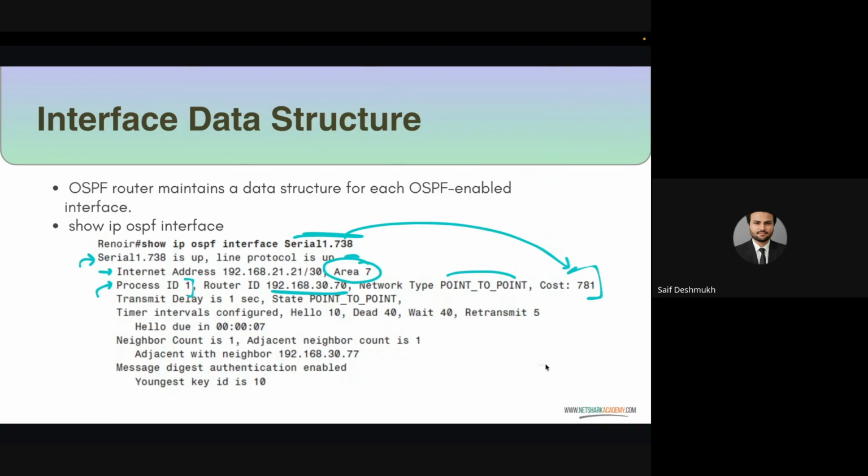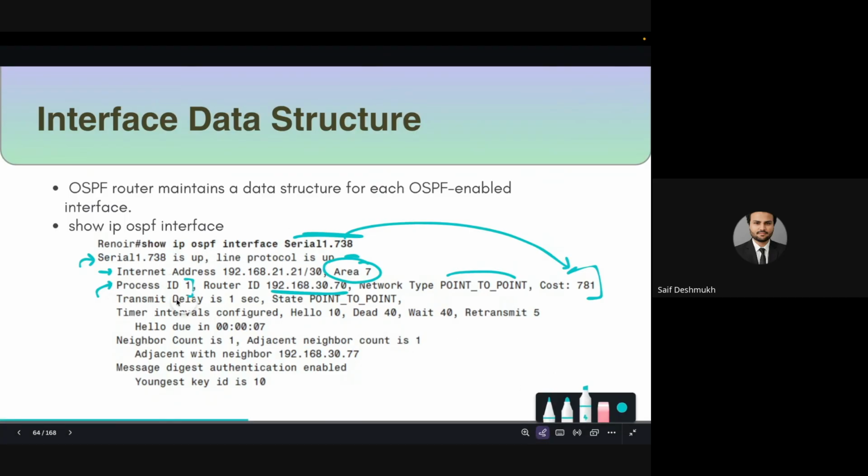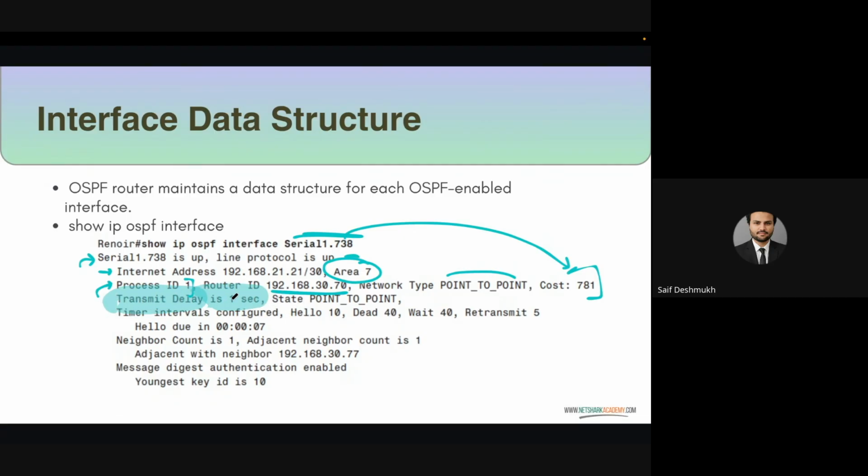We have something called transmit delay also, and that is 1 second. What is transmit delay? When you send out an LSA packet out of an interface, with this being 1 second, that LSA you sent out from this interface is going to age by that number you're seeing. It's 1 second. So the LSA sent out from that interface is going to be aging, incrementing its age by each second. This is the default by design.